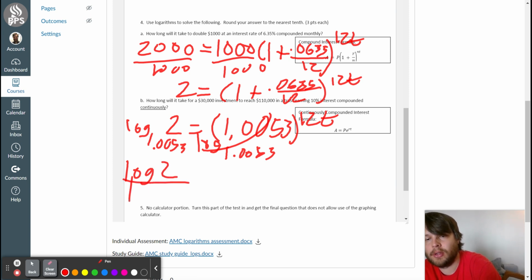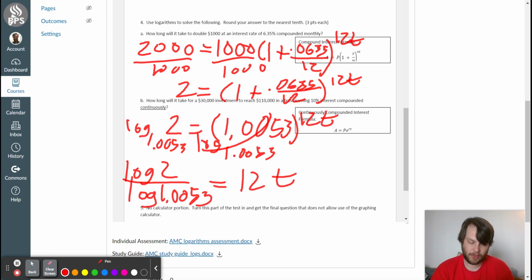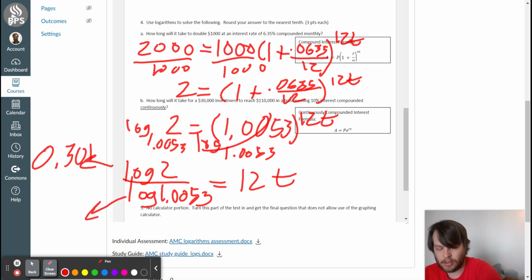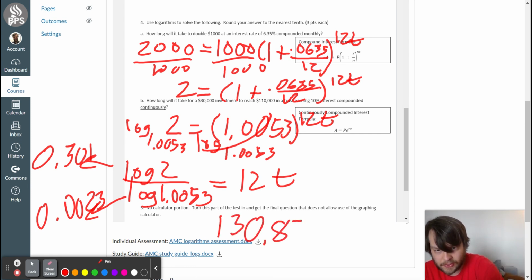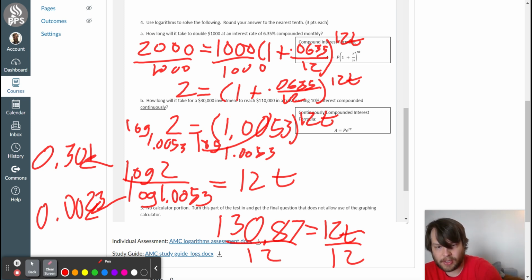Use the change of base formula so that the 1.0053 stays on the bottom. This is going to equal 12t. So just bear with me for a second. I'm going to get a couple calculations in here. We'll do the log of 2 first. Log of 2 is 0.301. Then log of 1.0053 is 0.0023. So I do the top divided by the bottom. 0.301 divided by 0.0023 is 130.87 equals 12t. Divide that by 12. We have our answer. It will take 10.91 years. That's my value right there.